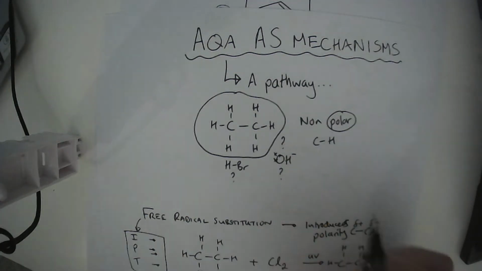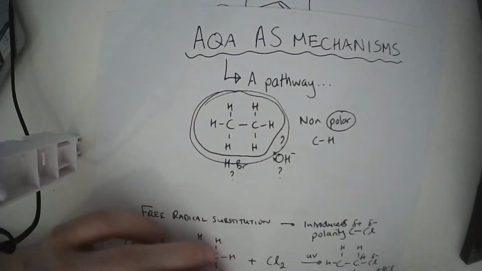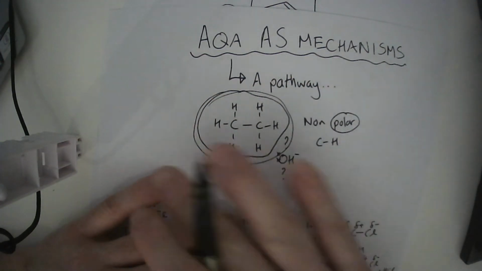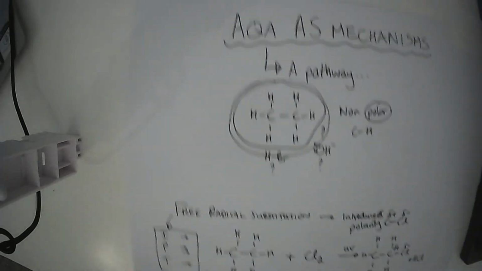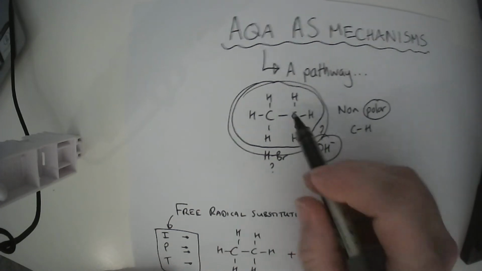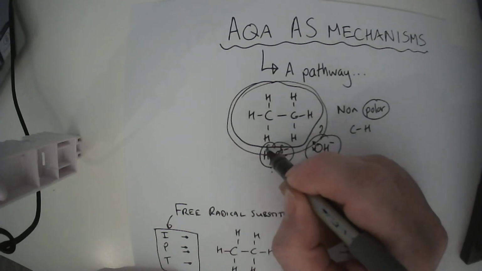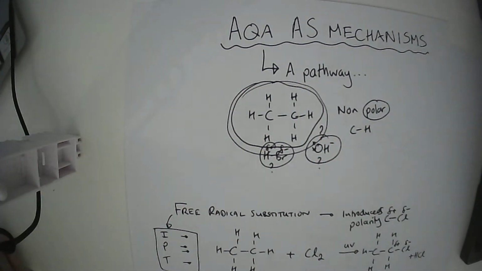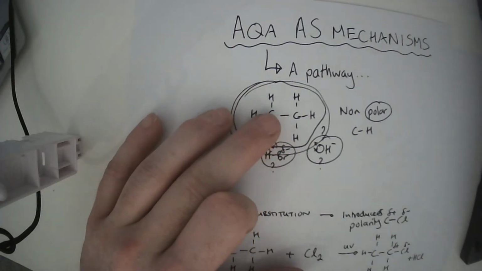AQA AS mechanisms. This is a pathway starting at alkanes. If you start at alkanes, you can make a whole load of different molecules. But let me remind you then, alkanes are boring because they're non-polar. Nucleophiles with their lone pair will not be interested in any of these atoms. HBr with its delta positive and delta negative will not be interested in any of those atoms. So the first stage on this pathway is to really make an alkane more interesting by adding a Cl.